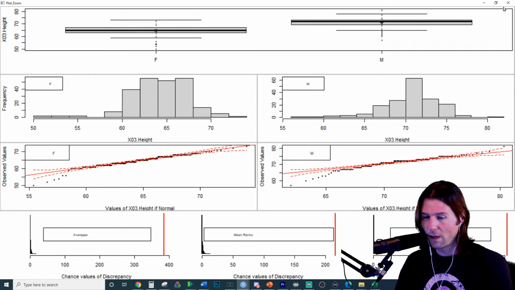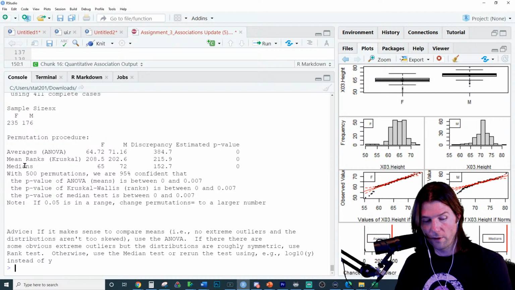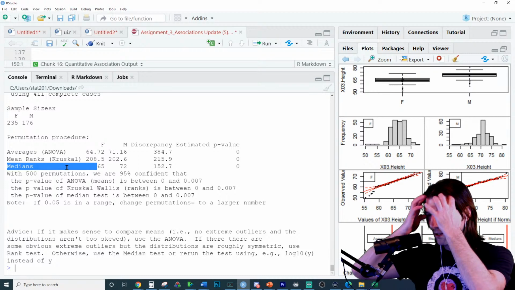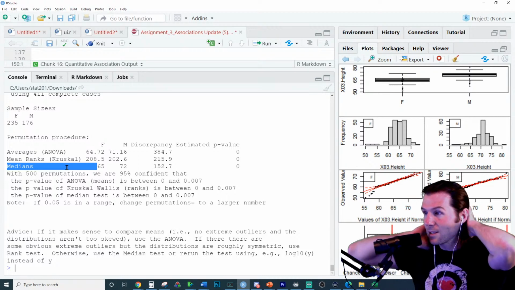Yep, got it. So with this, we go over here and we look at the medians, and what do you notice is the difference between males and females for the median height? The median height for males was what? Nice job right there, Macy. The median height for males was what?